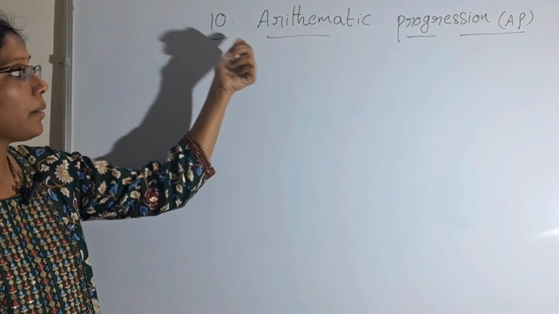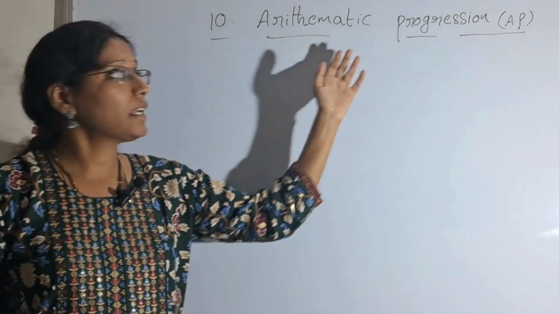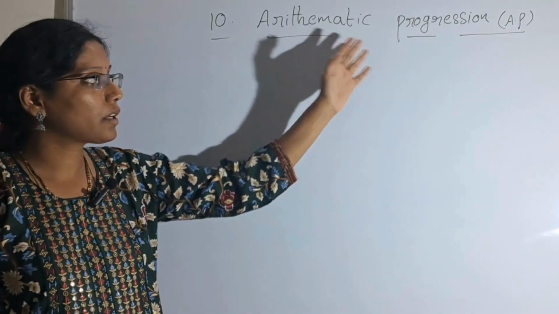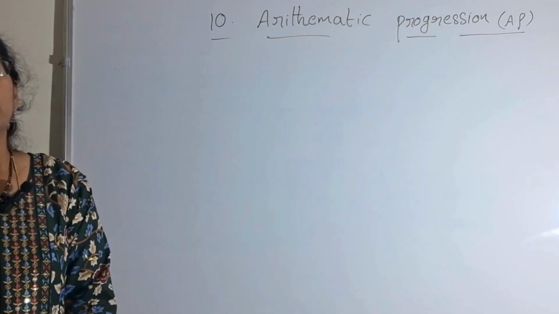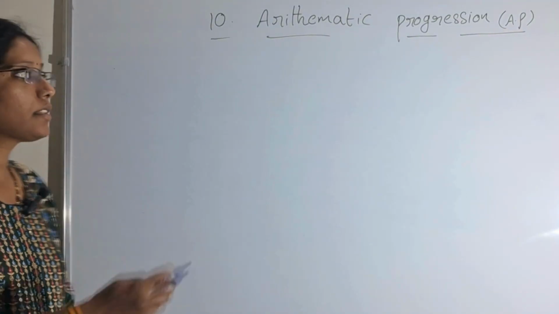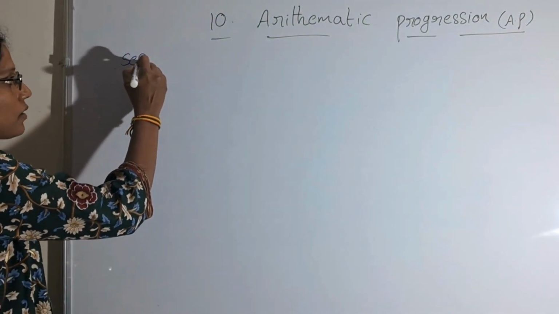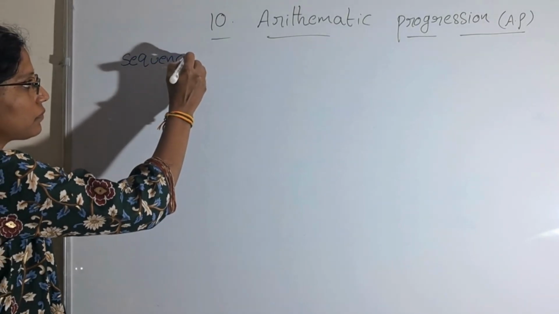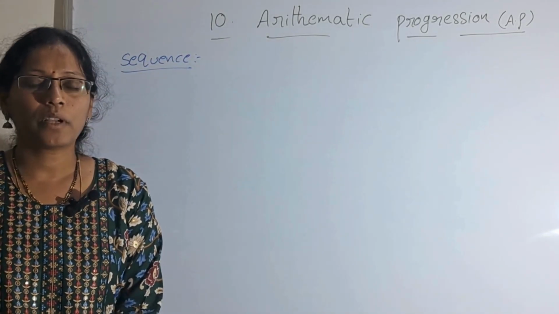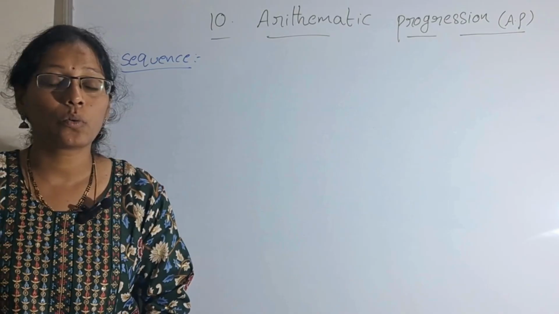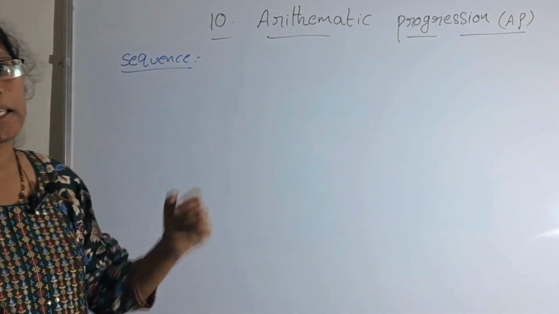Next, chapter number 10, arithmetic progression. Arithmetic progression we can call AP also. First, introduction. Sequence. Sequence, how to write? Sequence means what? A group of numbers arranged in a particular rule that we can call sequence.